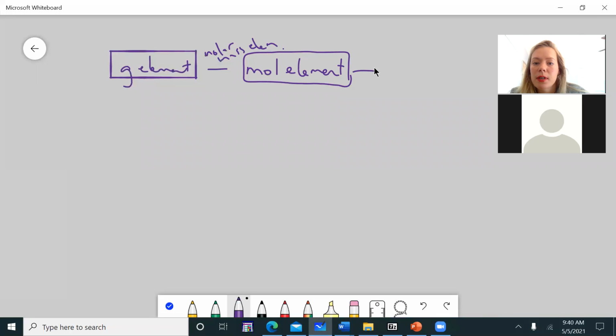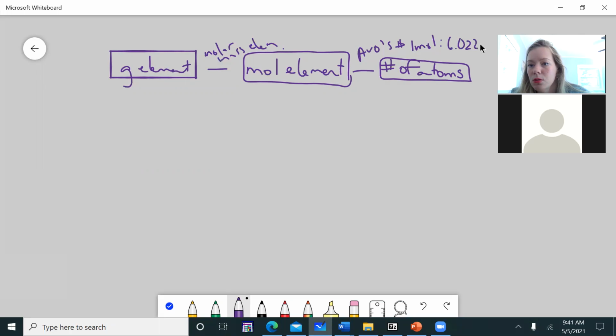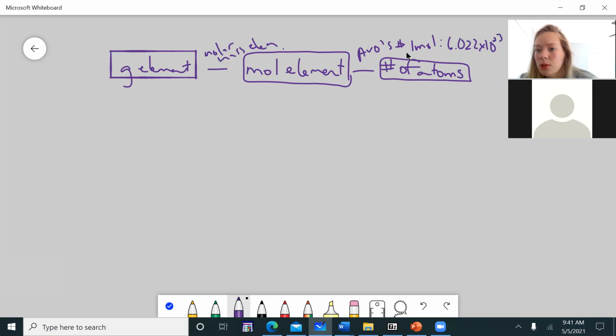When we're going from moles of an element into number of atoms, that's where we use Avogadro's number. So Avo's number, which was 1 mole of anything is equivalent to 6.022 times 10 to the 23rd individual pieces of it. So if you've got a mole of carbon, it's equivalent to 6.022 times 10 to the 23rd carbon atoms.